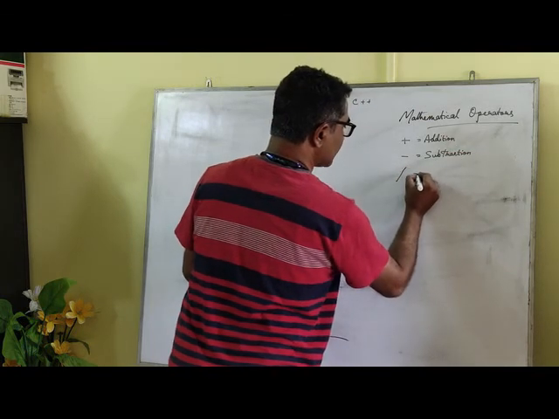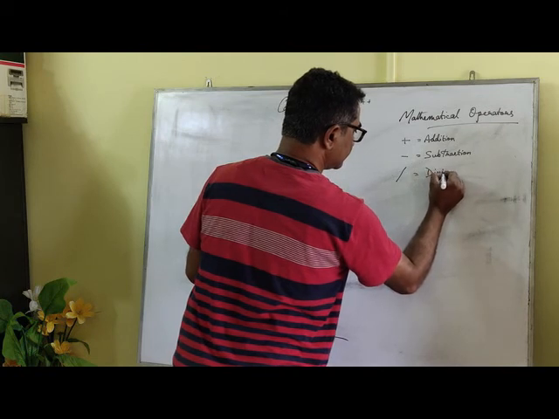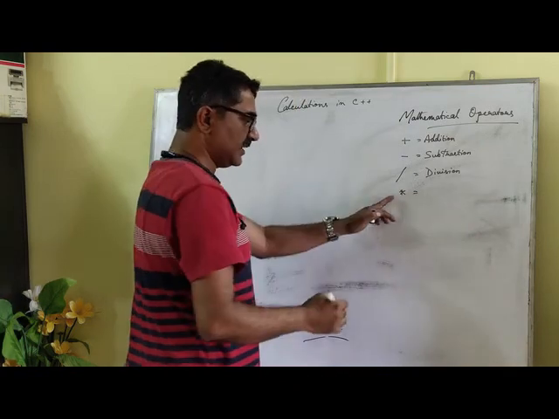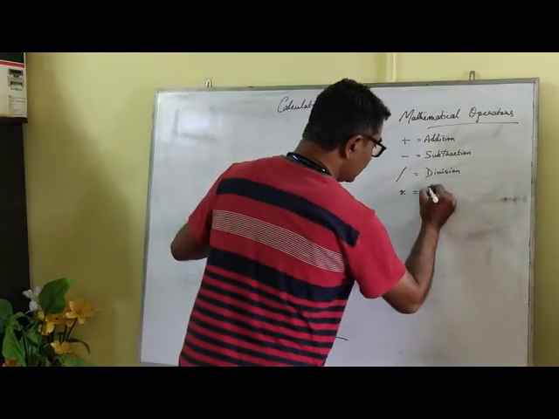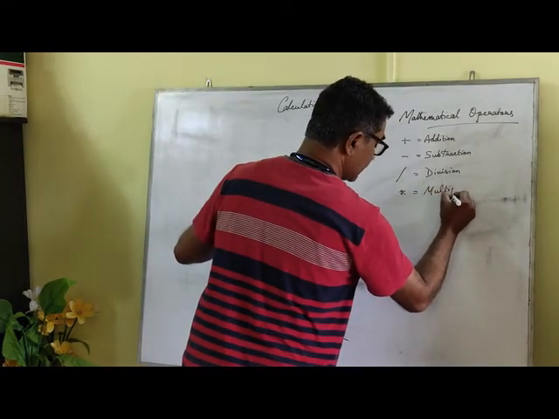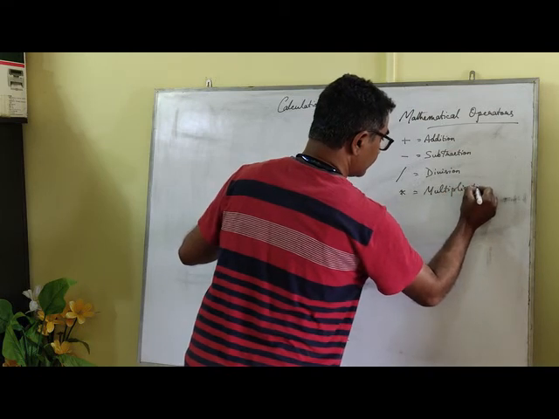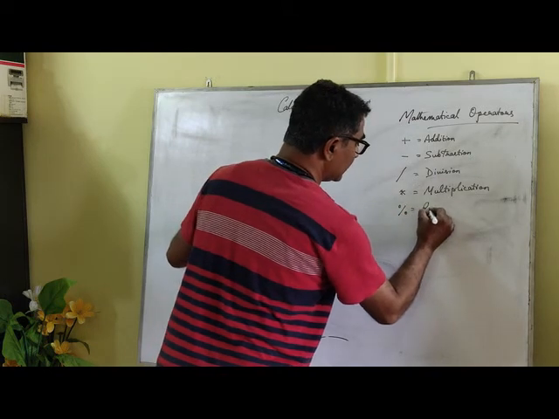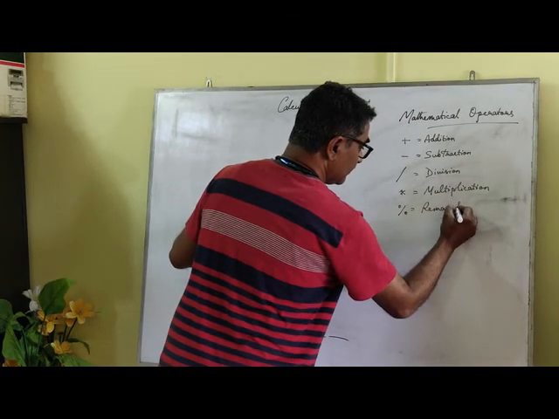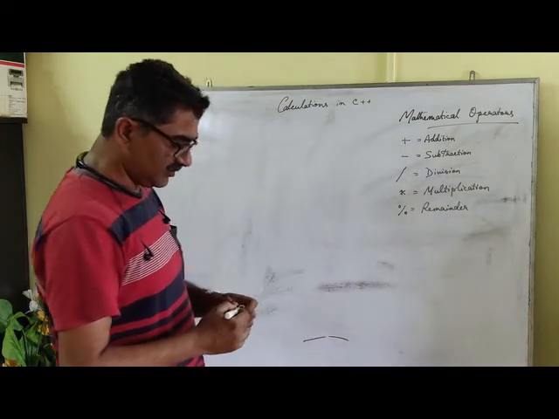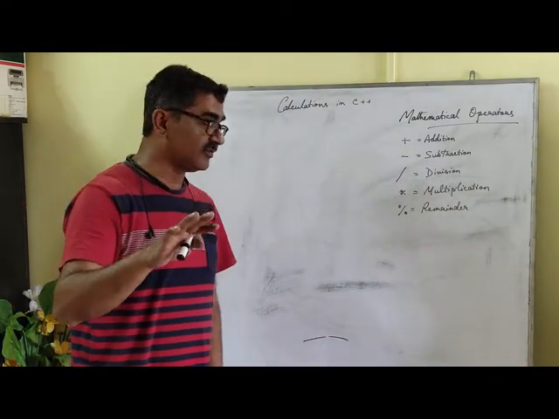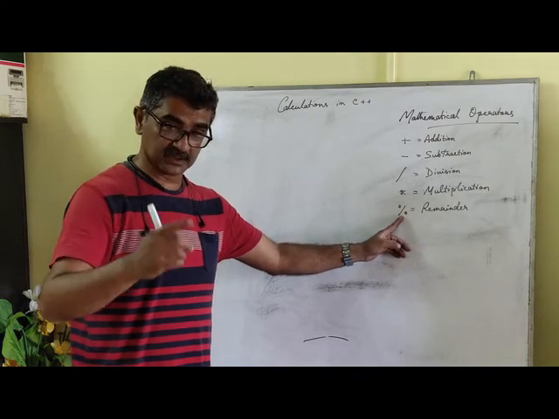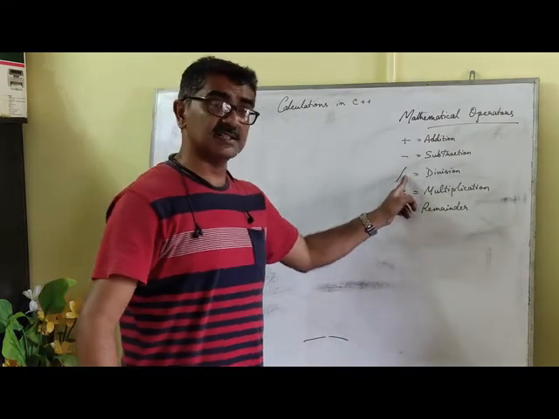And then slash for division. And then we have asterisk or a star for multiplication. We don't have that X that is used in mathematics. And then we have percentage to get the remainder. When a number is divided by another number, the remainder, if you want it, you can get it using the modulus operator. This is called the modulus operator, the percentage symbol. And the slash is used to get the quotient.